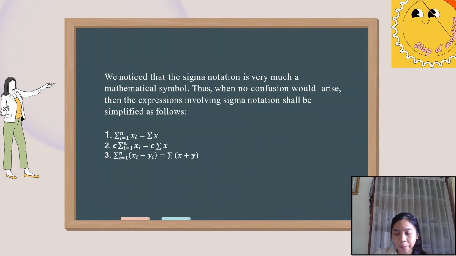The first, the sum of all x for a equal to 1 to n is equal to sigma x, and then the second, c times the sum of all x for a equal to 1 to n is equal to c times sigma x, and then the last, the sum of all x plus y for a equal to 1 to n is equal to sigma x plus y.